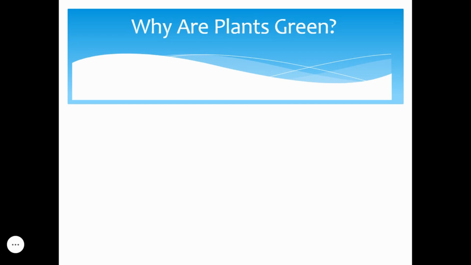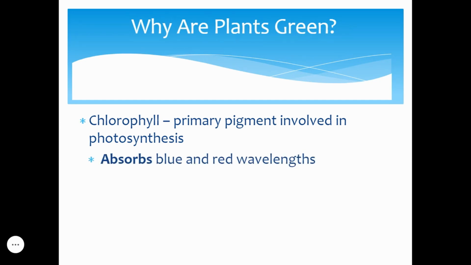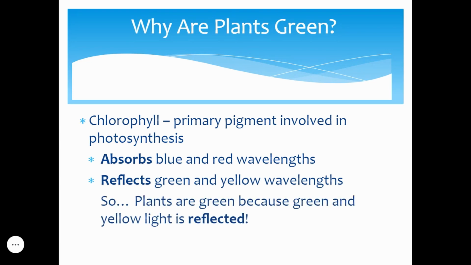So thinking about pigments and thinking about light, why are plants green? Well, we've got to kind of put those two principles together. Chlorophyll, the primary pigment involved in photosynthesis, absorbs blue and red wavelengths of light. It reflects green and yellow wavelengths. So plants are green because green and yellow light is reflected by chlorophyll, and the light that's reflected is the color that you see.